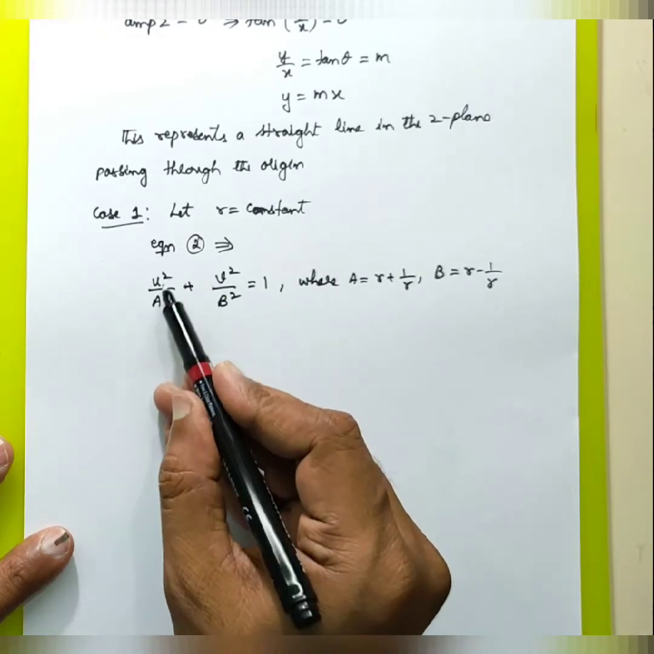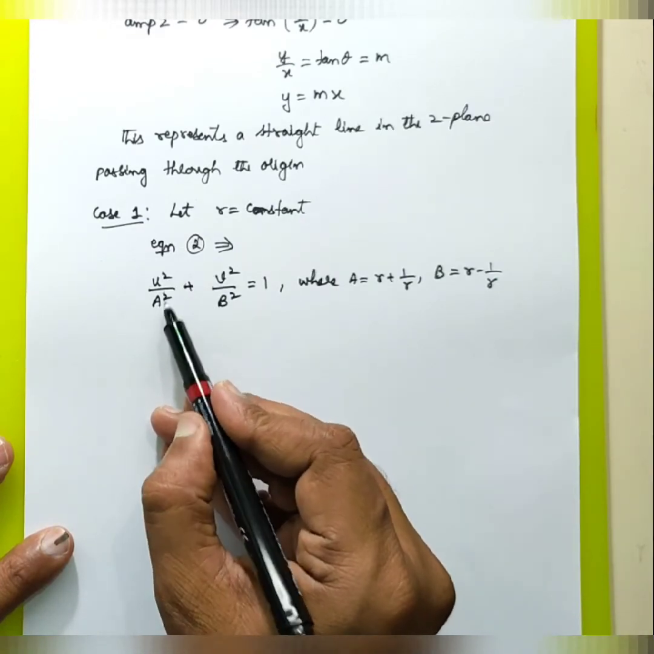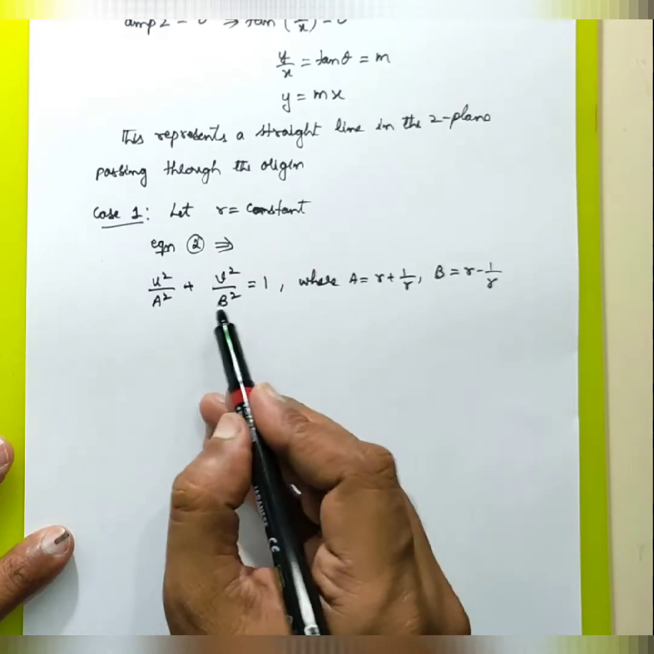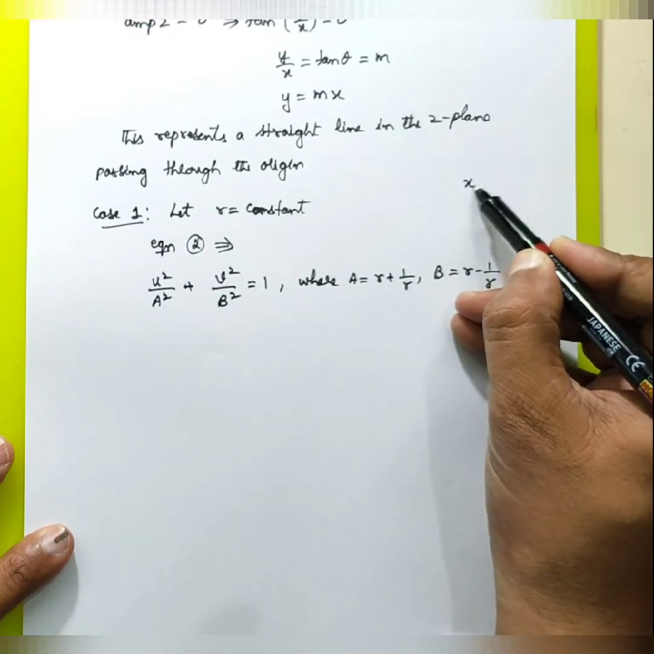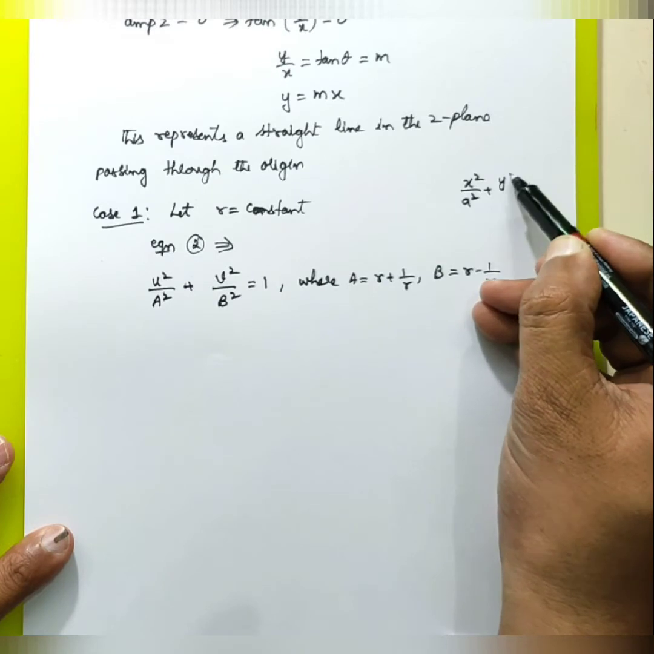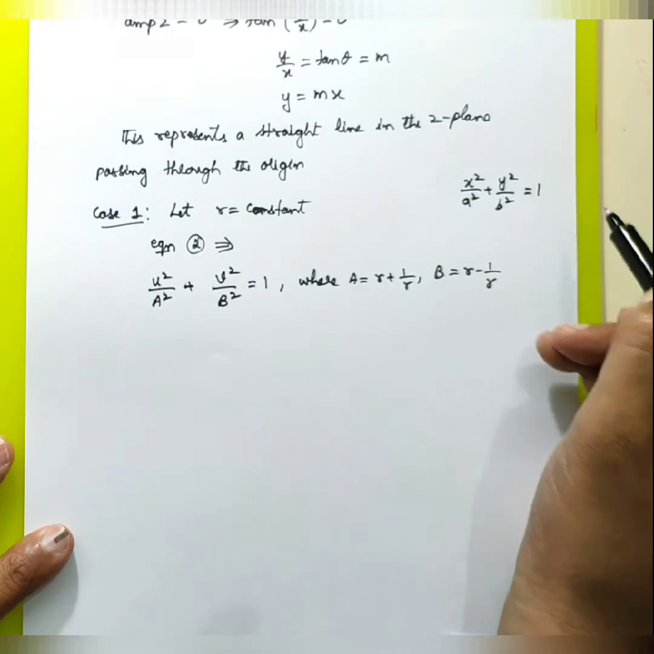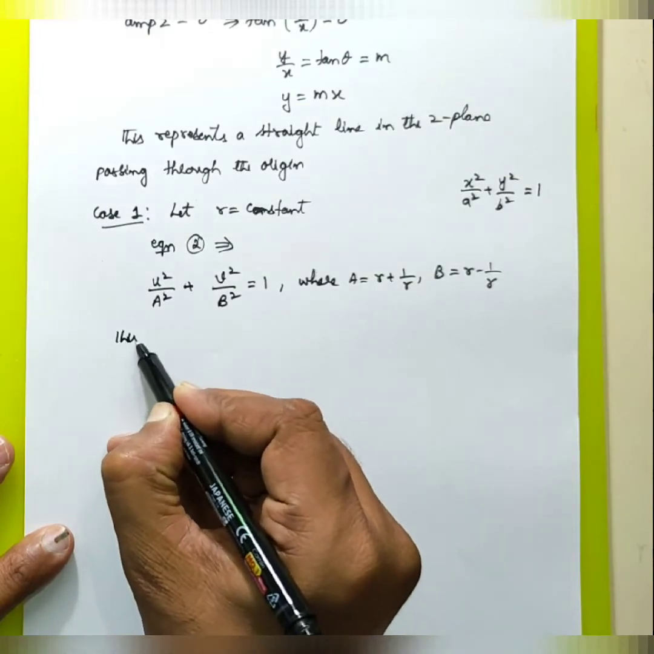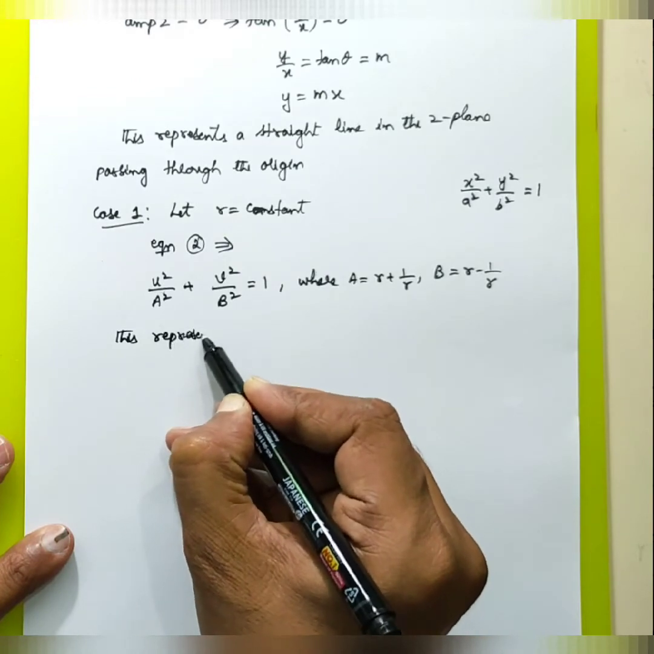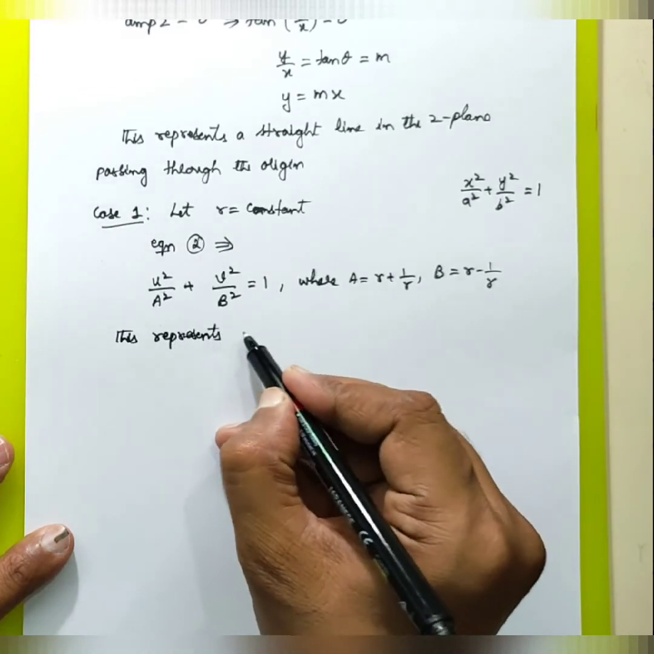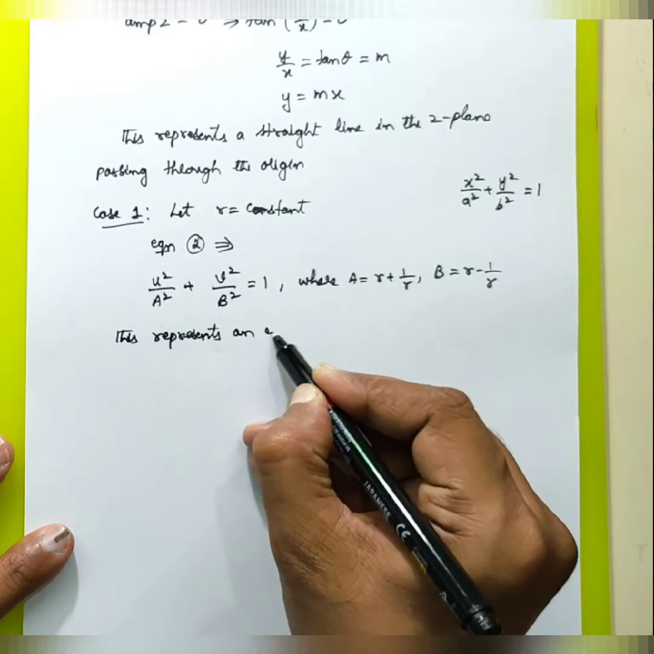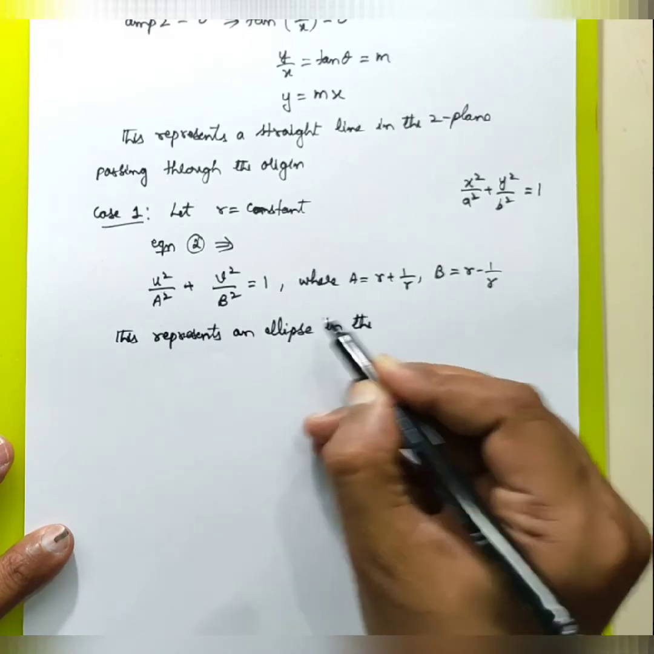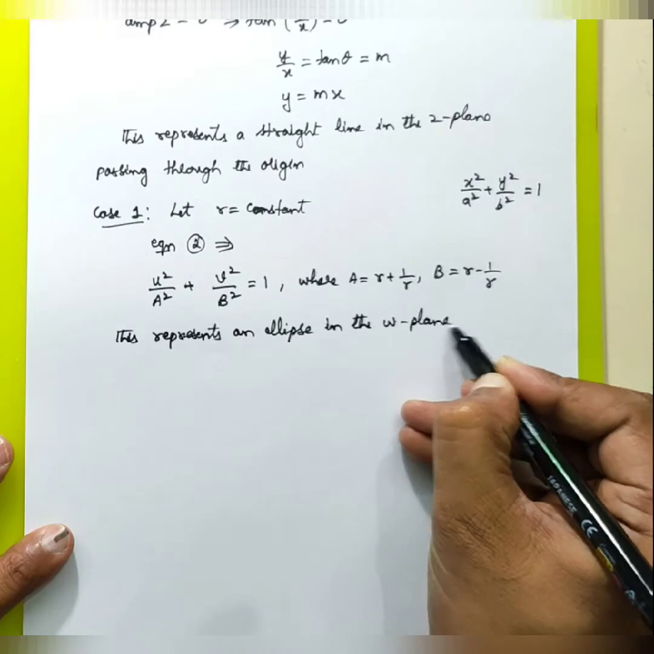So what does this equation represent? Is it not in the form of x square by a square plus y square by b square equals 1, which represents the equation of the ellipse? The standard form equation of the ellipse, you know, is x square by a square plus y square by b square equals 1. So this represents an ellipse in the w plane.